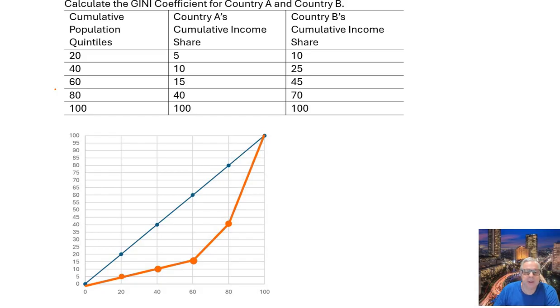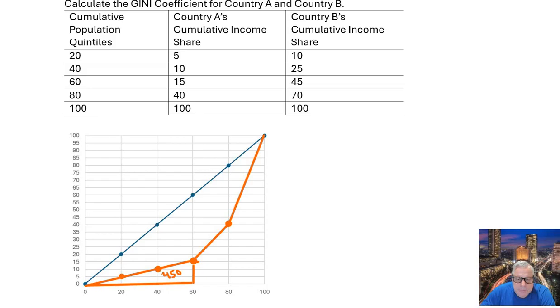Now we need to calculate the area between the Lorenz curve and the equal income distribution line. So now we can disentangle this one. We have here a triangle. This is 60 times 15, so that is 900, over 2, because it's a triangle, so it's 450.